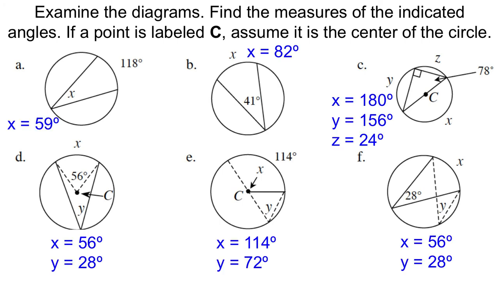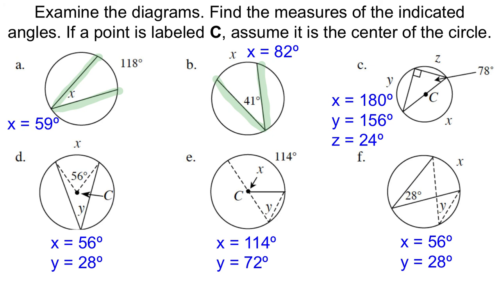So here are the angles. This first example, we've got an inscribed angle, so that means it's half the size of the arc. Same for the second one. The inscribed angle is half the size of the arc, so 41 is half of 82.